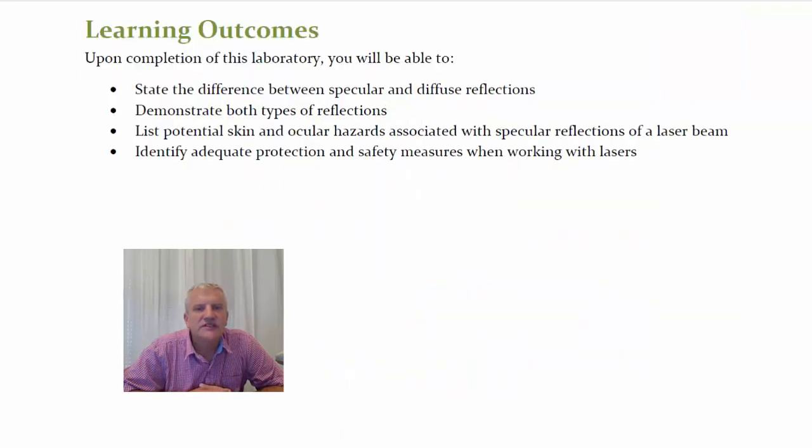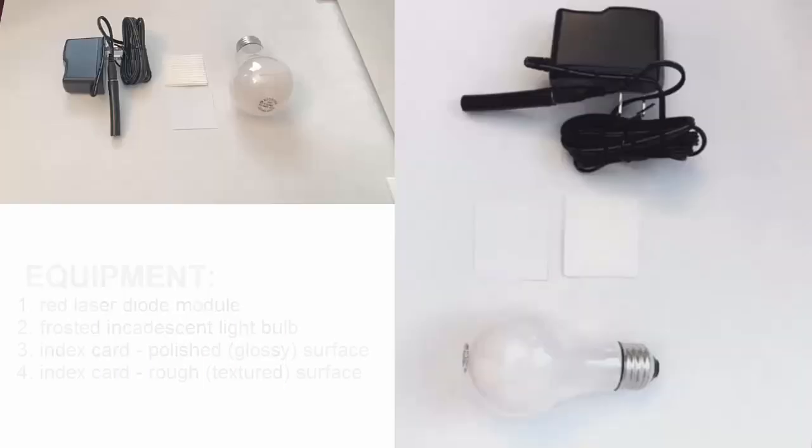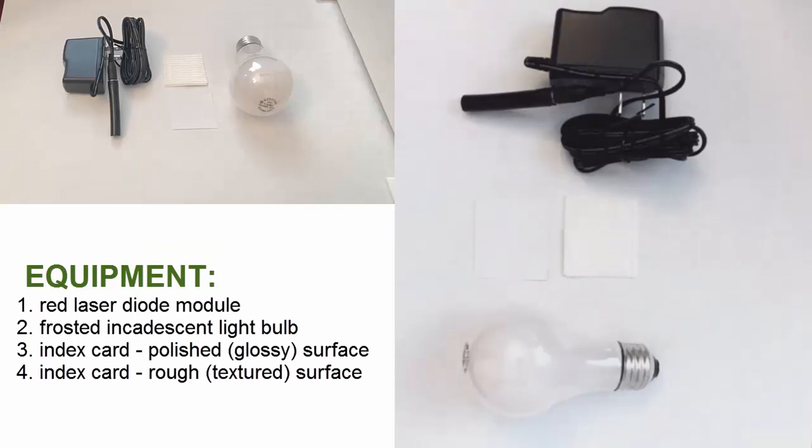The learning outcomes for this lab are to learn about specular and diffuse reflections, to state the difference between them, and to demonstrate them in the lab environment. Also, to learn a little bit more about the potential skin and ocular hazards associated with specular reflections of laser beams, and to identify adequate protection and safety measures when working with lasers. Finally, you would also want to do a little bit of exploration of the applications of both specular and diffuse reflections.